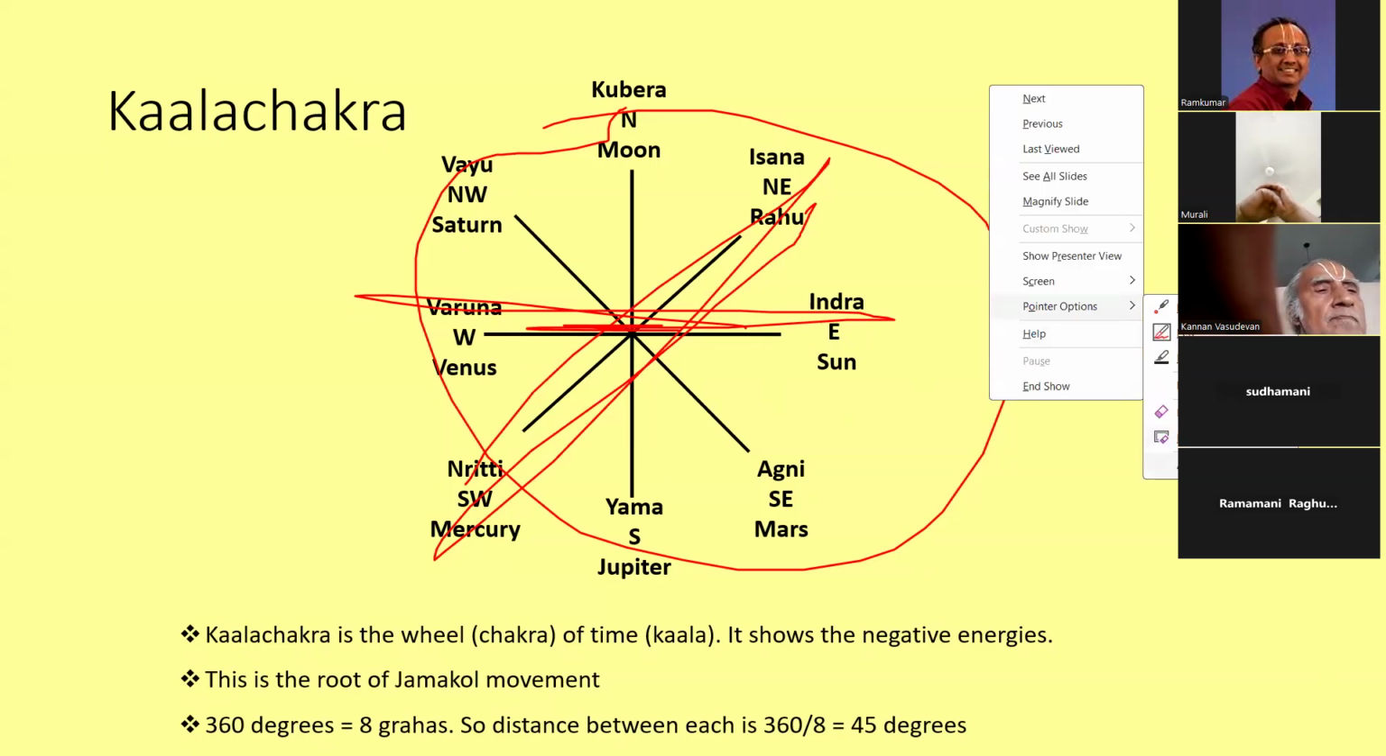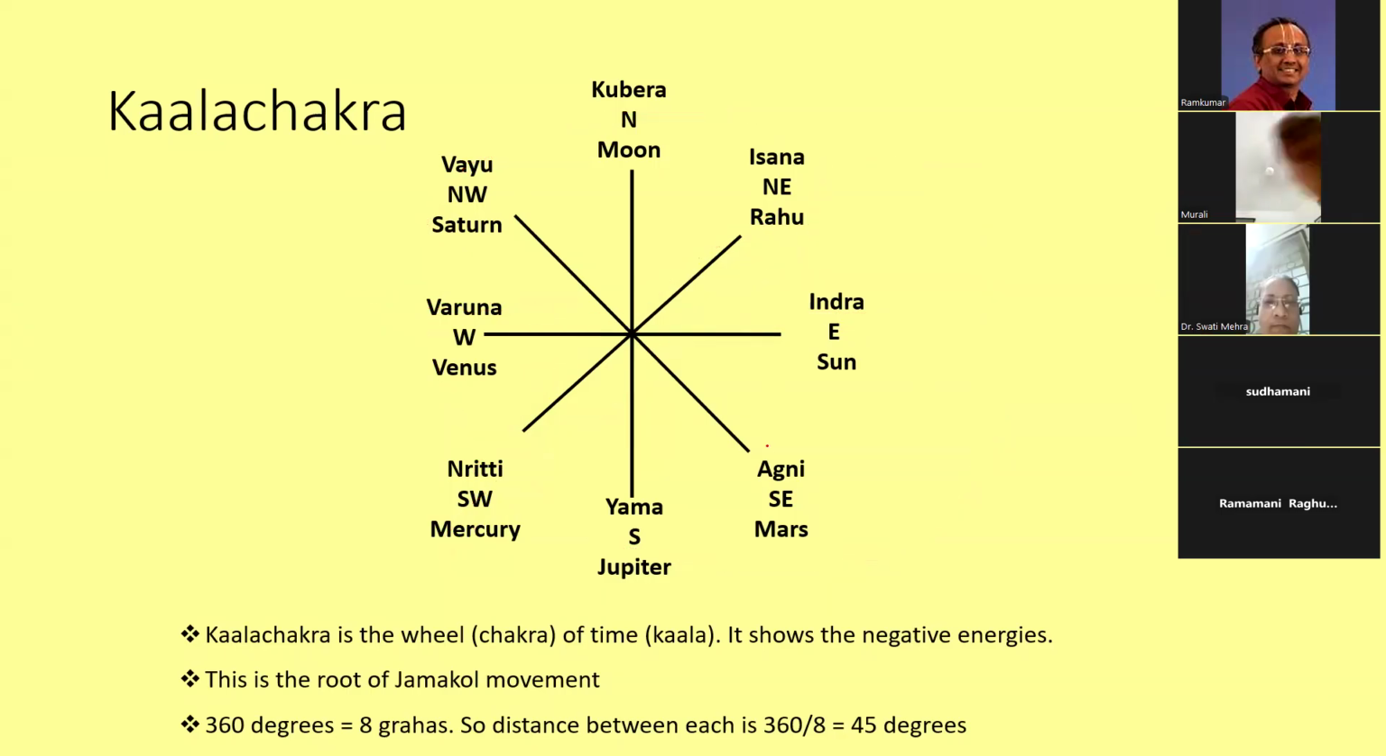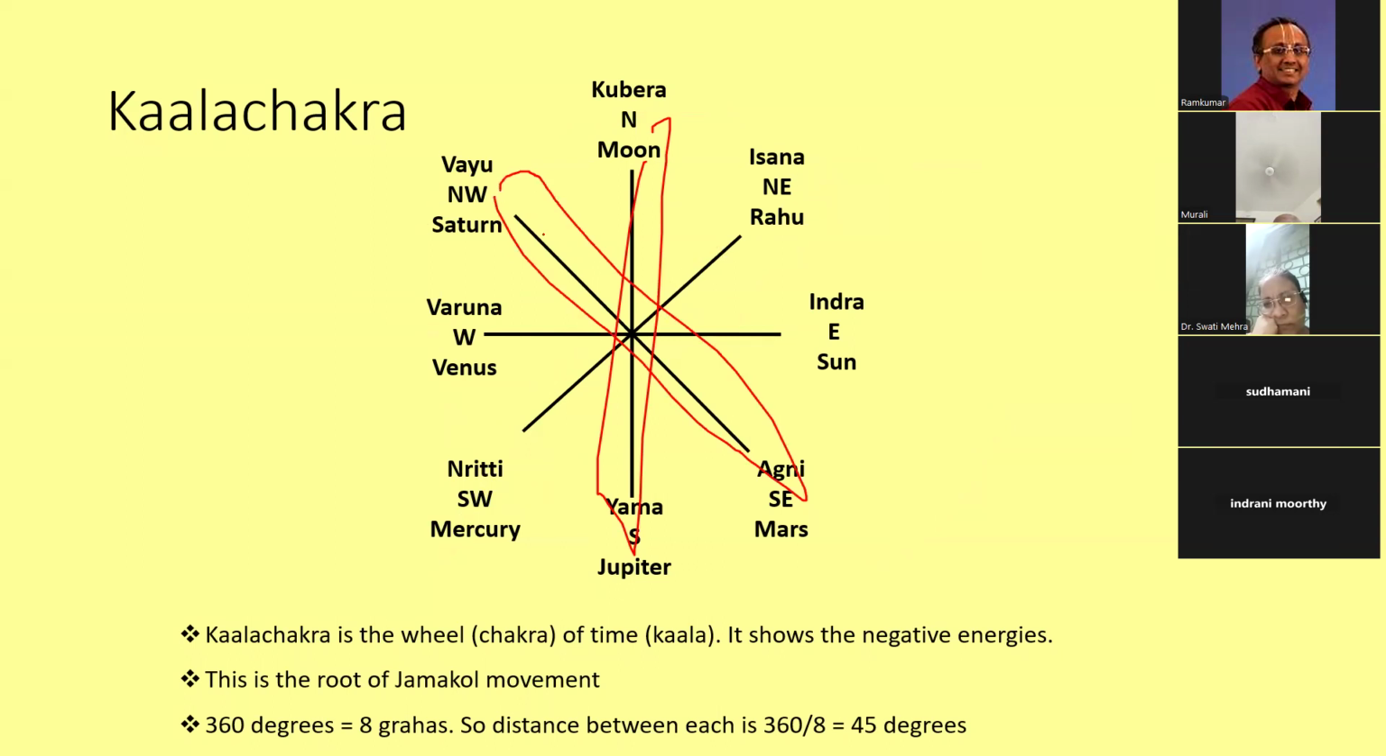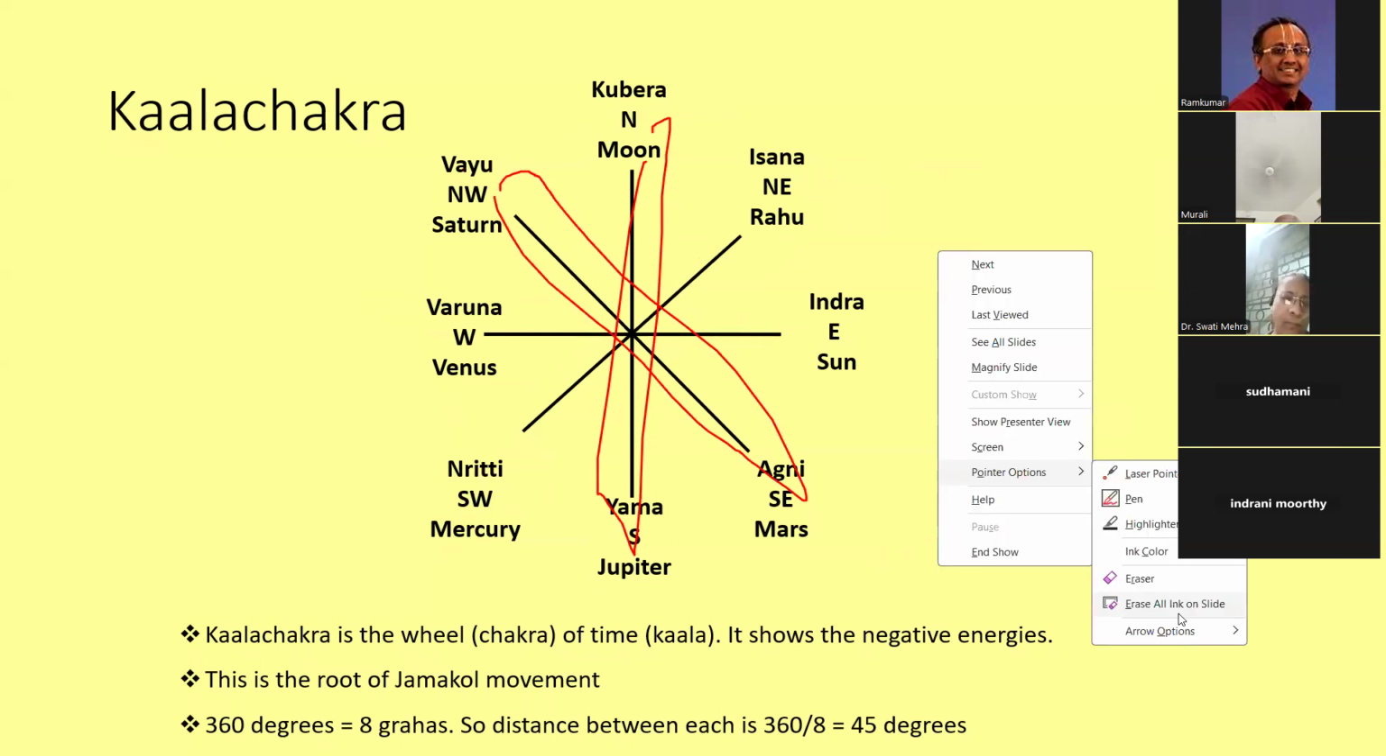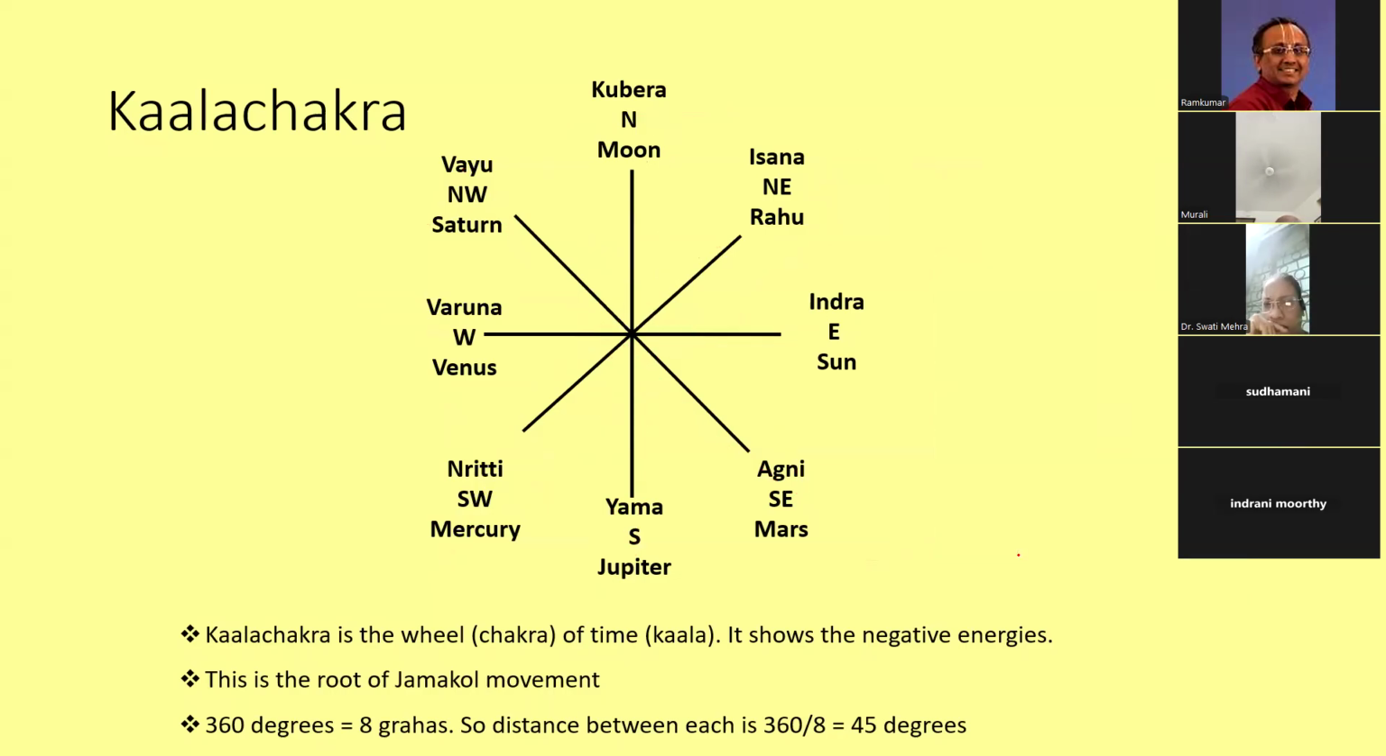Are you clear? Yes, sir. Between Moon and Jupiter, it will always be 180 degrees. And between Mars and Saturn, it will be 180 degrees. Okay. Now, you understood the order. Now we will see how it has to be done.